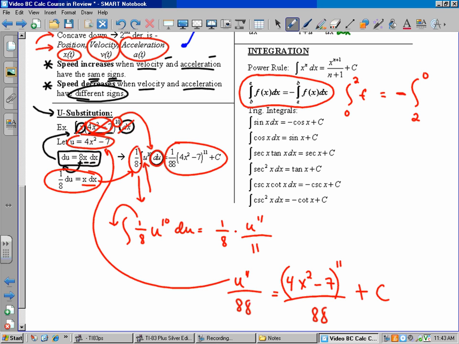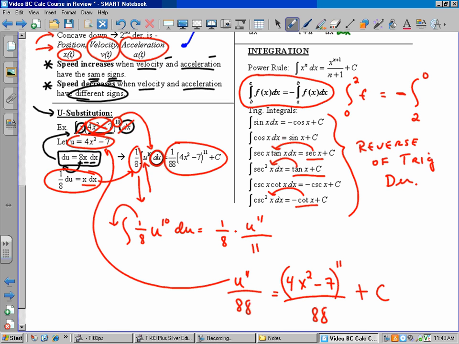The integrals of sine, cosine, secant x, tan x, secant squared, cosecant, cotangent, and cosecant squared are all just the reverse of trig derivatives. Of course, the derivative of tangent is secant squared. The derivative of secant is secant x tan x. The derivative of cotangent is negative cosecant squared. So these are all just derivatives in reverse.